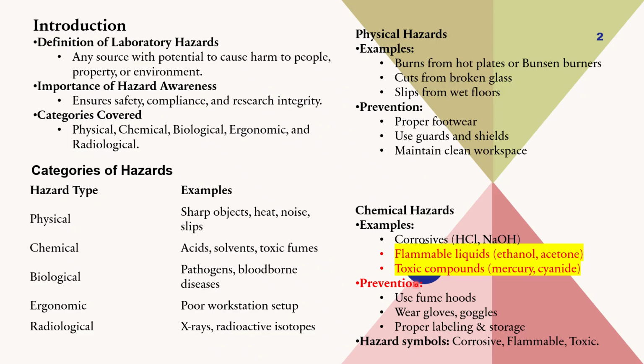How can we prevent them? By using fume hoods, wearing gloves and goggles, proper labeling and storage, and use of various hazard symbols, like this is corrosive, this is flammable, and this is toxic. So various symbols can be tagged at the particular places where these harmful chemicals are kept.